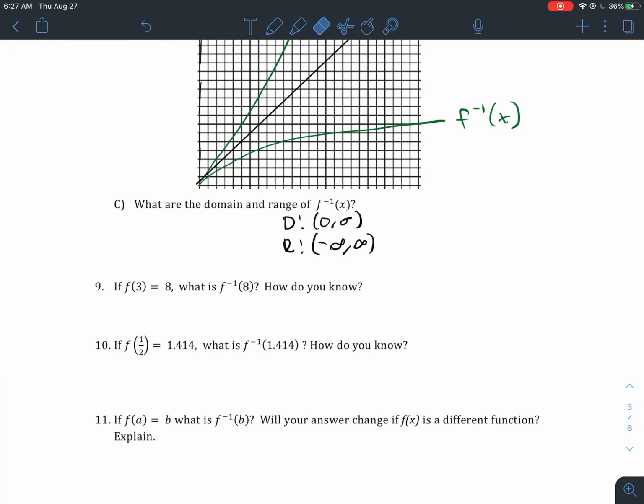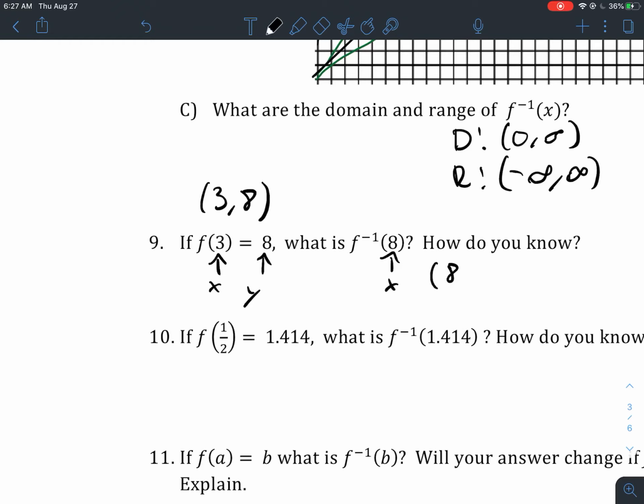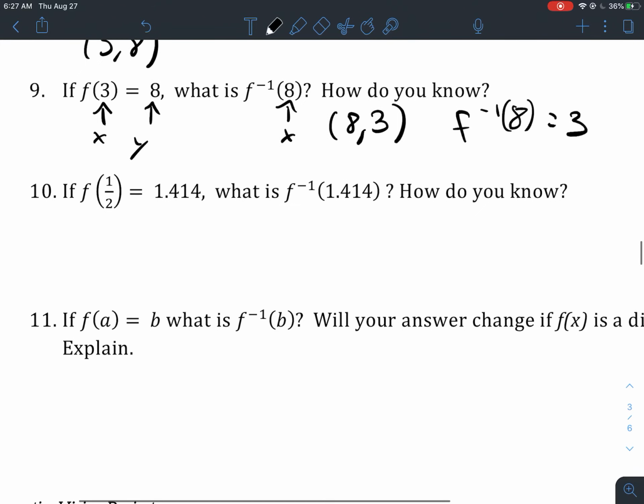All right. So next, it says, if f of 3 equals 8, what is f inverse of 8? So to reiterate, this is your x value, this is your y value, right? So the point is 3, 8. And they want to know, when your x value is 8 on the inverse, what's going to be the y value? Well, remember, we swapped the x and y values. So you could say f inverse of 8 is going to have to equal 3.